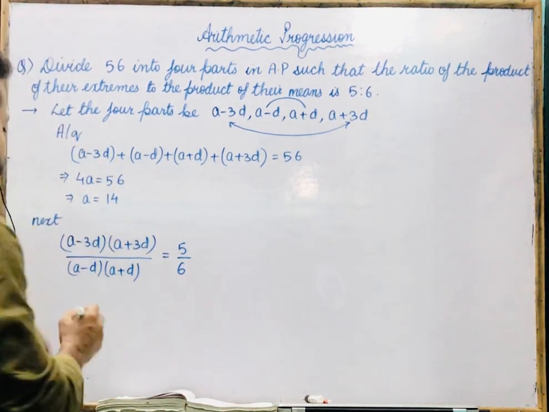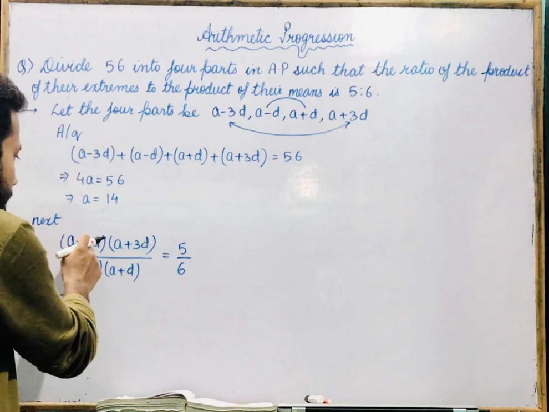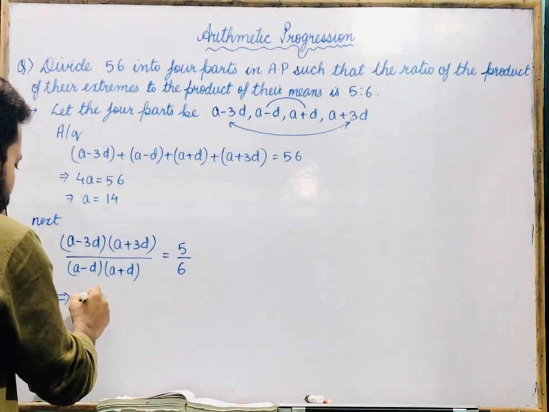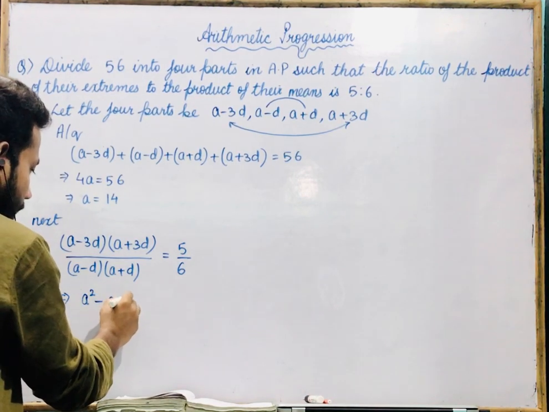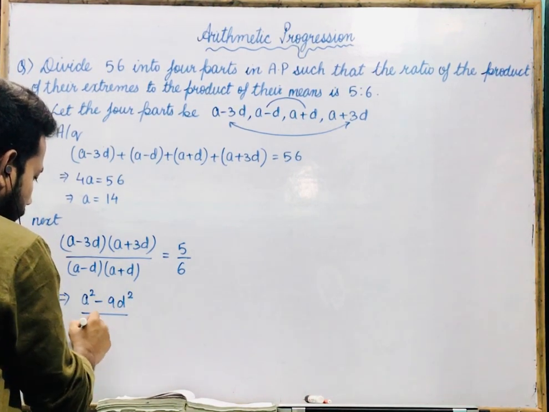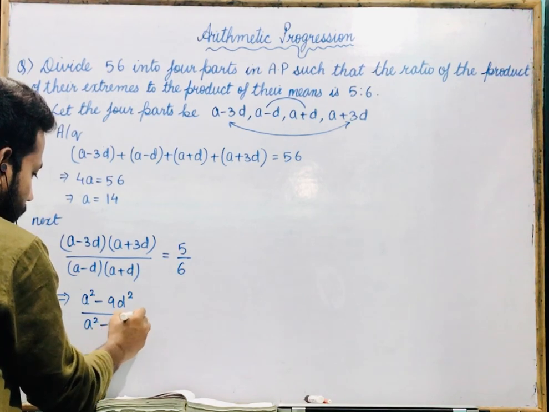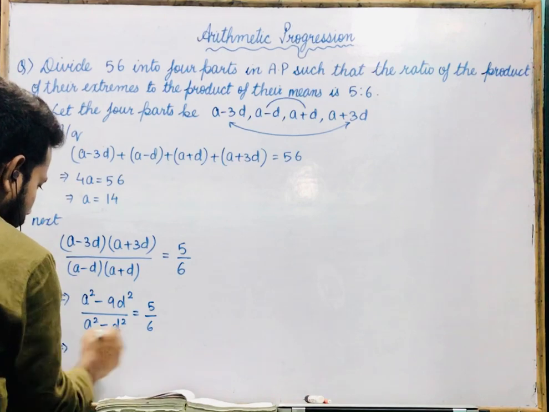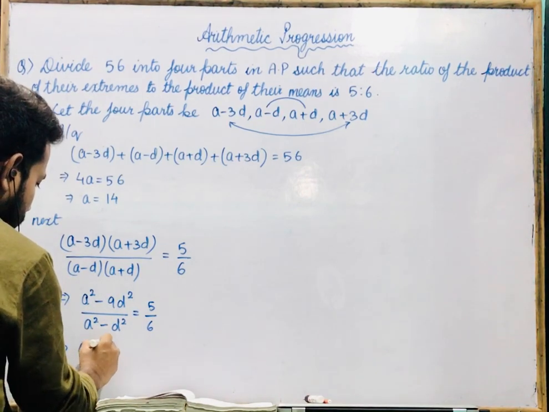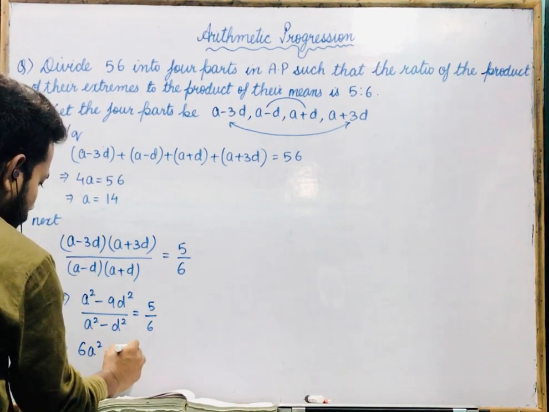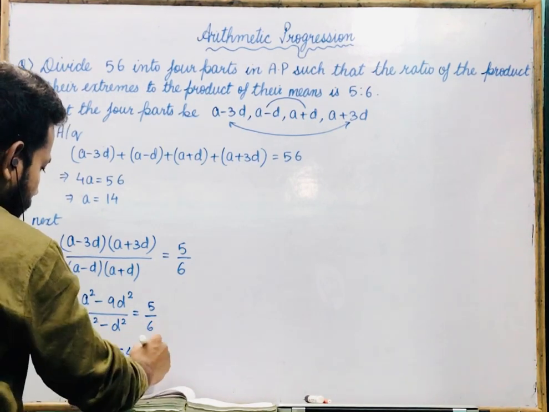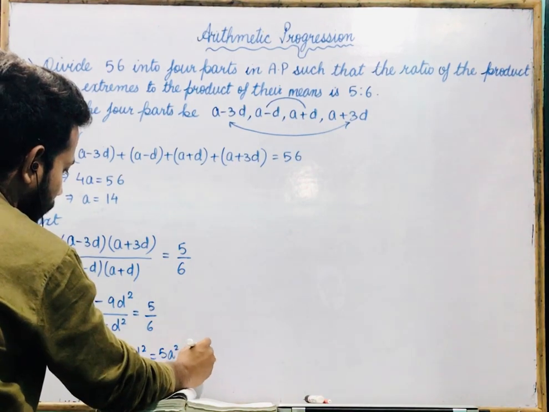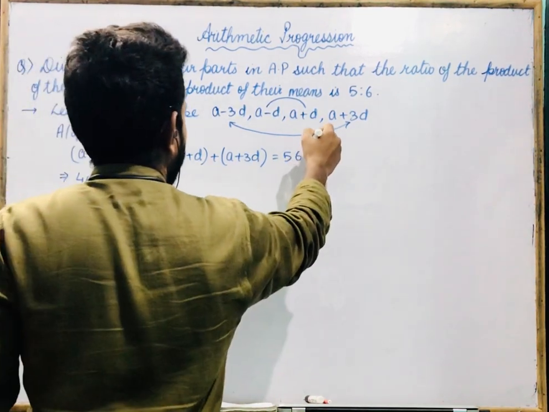So this is clear. Now it is A minus P minus Q into P plus Q, it is P square minus Q square. So that is A square minus 9D square by A square minus D square equals 5/6. So when we cross multiply, we get 6A square minus 54D square equals 5A square minus 5D square. Now I'll solve it this side.